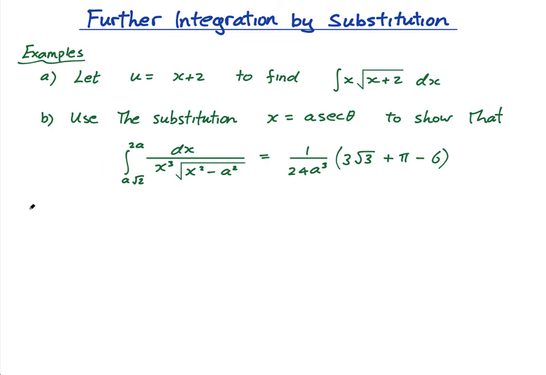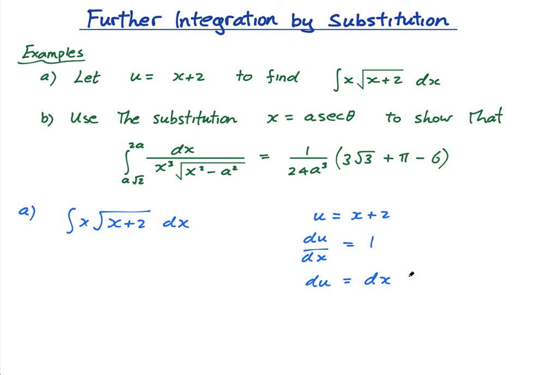Okay, let's go straight into part A. So it says that u equals x plus 2, find the integral of x times the square root of x plus 2 dx. So we say let, over at the side, u is equal to x plus 2. That's very kind of them. And it's always the same. I differentiate this, still the same. du dx is equal to, well, 1. So that's nice. And I can just go straight into du equals dx.